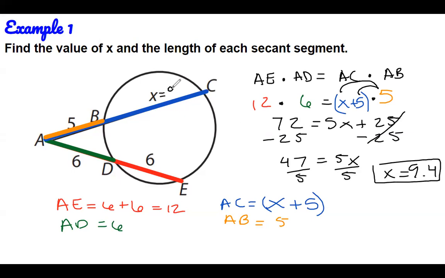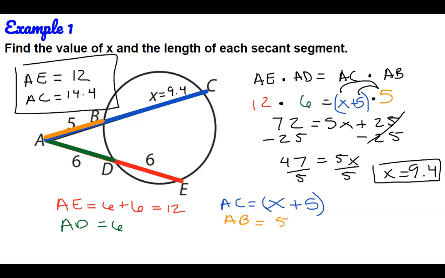So x equals 9.4. Now we're asked to find the measurement of each secant segment. So we already found AE. AE is 12. My other secant segment is AC. AC is x plus 5. So therefore, AC is 9.4 plus 5, 14.4. Look at that. Not too bad, right?